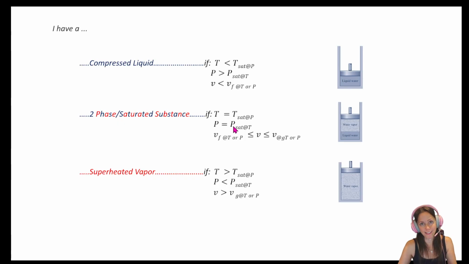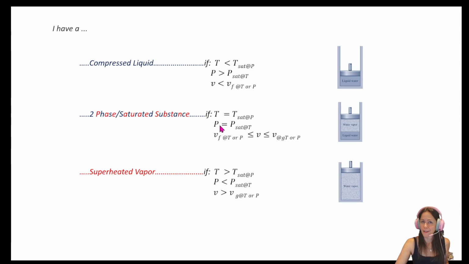Yes, it could also be a solid, but we're just focusing right now on the compressed liquid, saturated, and superheated vapor regions. If your temperature is less than the saturation temperature at a given pressure, you're compressed. If your pressure is greater than the saturation pressure at a given temperature, then you're compressed. And if your specific volume is less than the v sub f value for the saturated liquid, then it's compressed. It's the opposite for the superheated vapor.